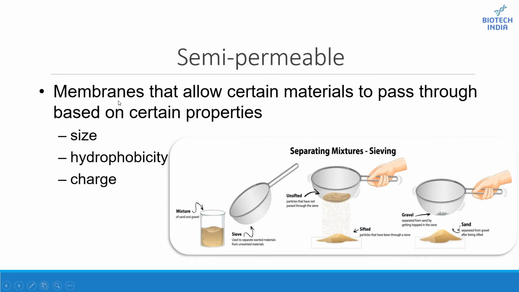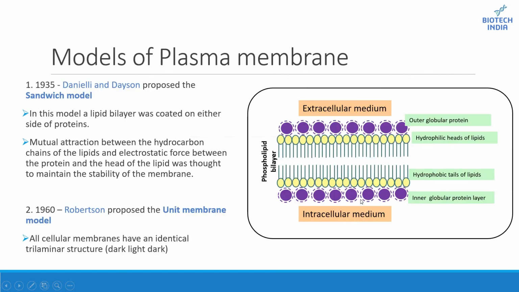What about the semi-permeable property? So a membrane that allows certain material to pass through based on certain properties, size, its hydrophobicity, charge, etc. So basically it's a barrier, or it acts as a sieving.